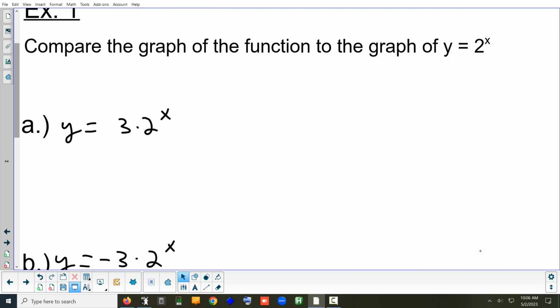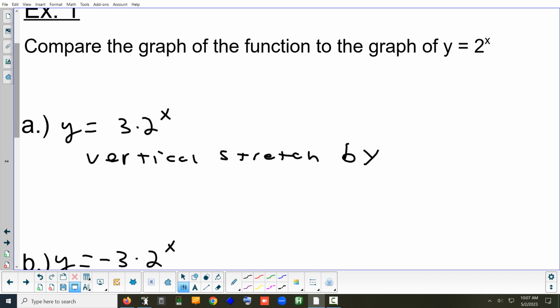Okay, let's look at the first one: y equals 3 times 2 to the x. How would you write down how this one compares to y equals 2 to the x? Vertical stretch by a factor of 3. Perfect. So vertical stretch, and then you have to say by how much. It's basically stretching it 3 times as much. Vertical stretch by a factor of 3.